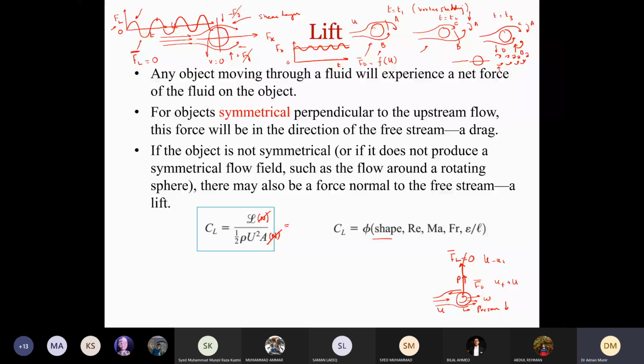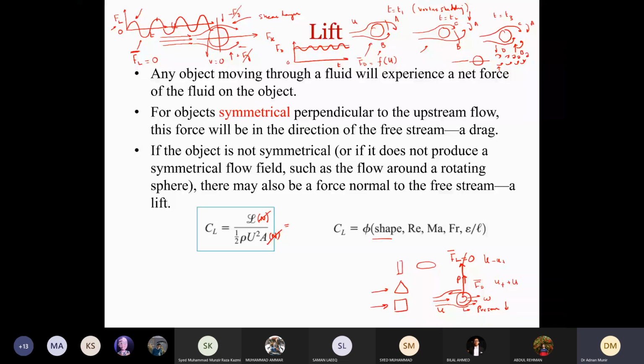In other words, if we have a triangular structure, the lift force will be different for this triangular structure. In the case of a square, the lift force will be different. In the case of a rectangle, it will be different. In the case of an ellipse, it will be different. So the lift coefficient also depends on the shape, as drag coefficients also depend on the shape.